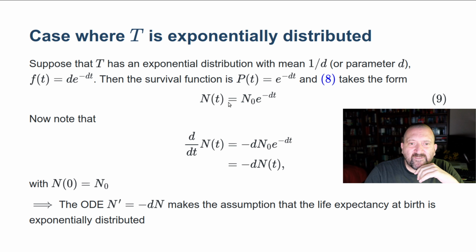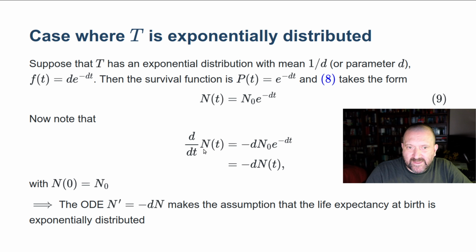But when I take this equation and I differentiate it with respect to time, what do I get? Well, the left-hand side is the derivative, and on the right-hand side, when I differentiate this with respect to time, I get minus d n0 e to the minus dt. And n0 e to the minus dt is n of t. So when I replace n0 e to the minus dt by n of t, I get minus d times n of t. And of course, at time 0, I have n of 0.